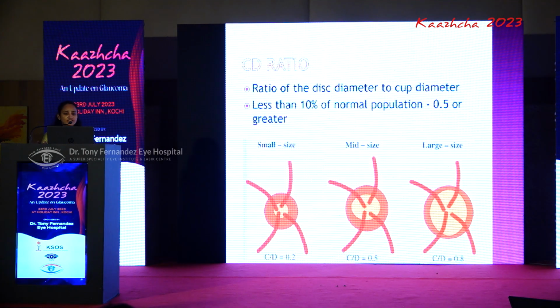Now, the cup disc ratio, it is the ratio of the cup diameter to the disc diameter. Only less than 10% of the normal population do have a cup disc ratio of more than 0.5. So, anything more than 0.5 has to be watched with suspicion. Again, take into account the size of the optic disc. Large discs can have large cups.